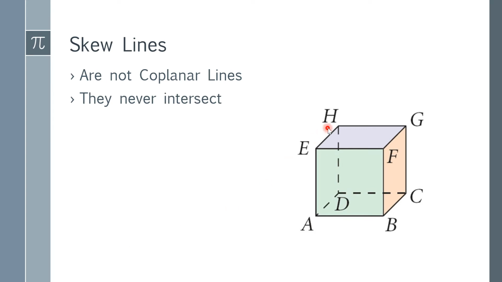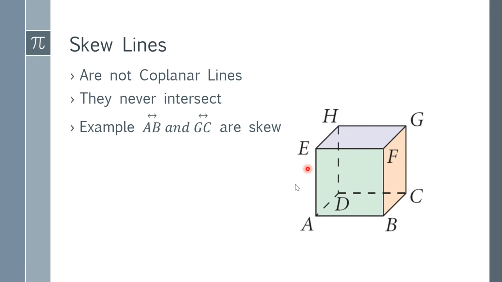So let's go back to HG. What line is in a different plane from HG and will never intersect HG? Well, the one I can see right here is BF. BF right here is in a different plane. It's not going to intersect HG anywhere. Now it's going to intersect a plane that HG is a member of, but it's not going to intersect HG. So that's the idea of skew.